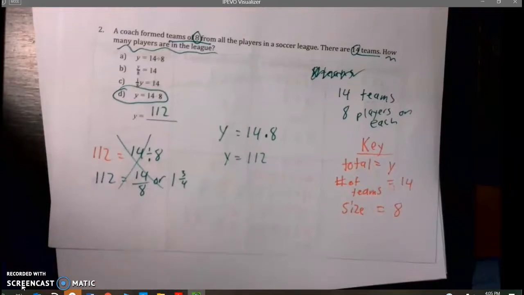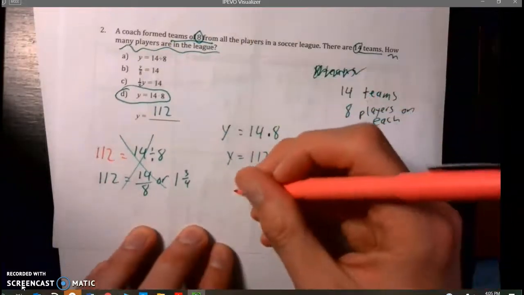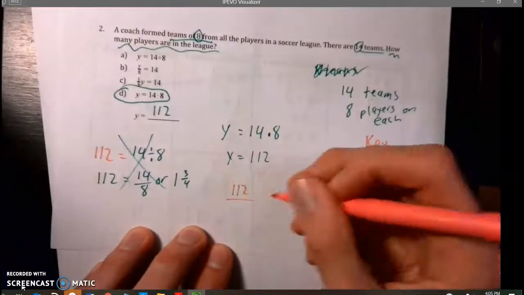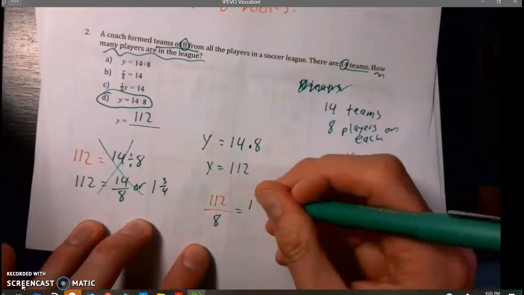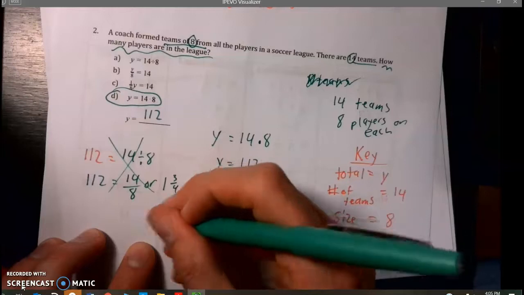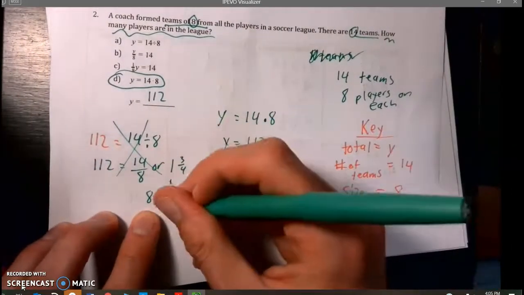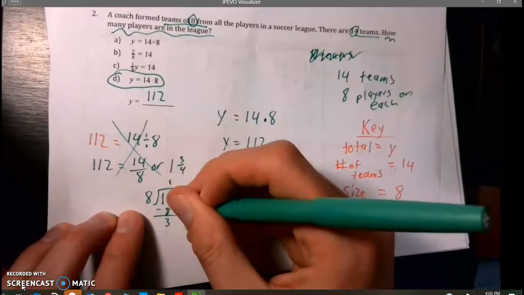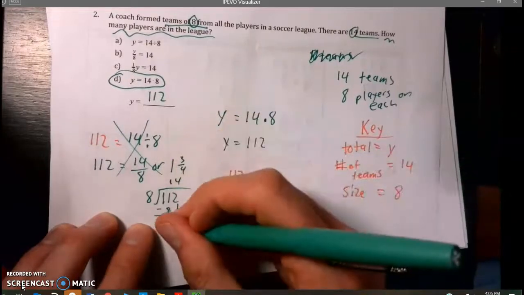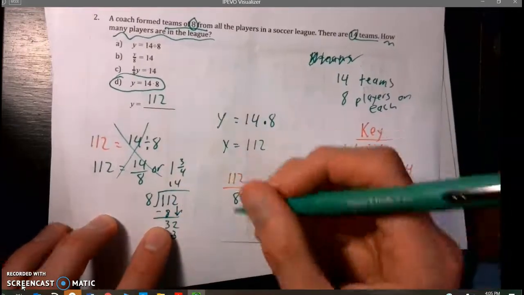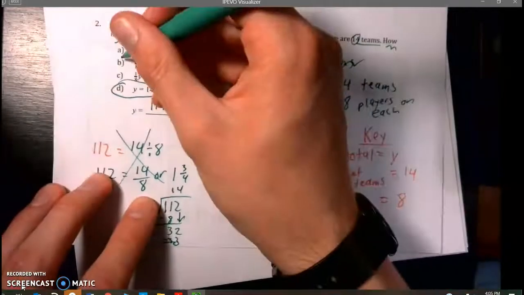All right, so let's look at B. Number of teams divided by 8 equals 14. Or sorry, number of players in the league divided by 8 equals 14. And 112 divided by 8. If we were to do long division, 8 fits into 11 once. 3, we're down to 2. 8 fits into 32 4 times. And so that would give us 14 equals 14. So that is true. So this one is equivalent.